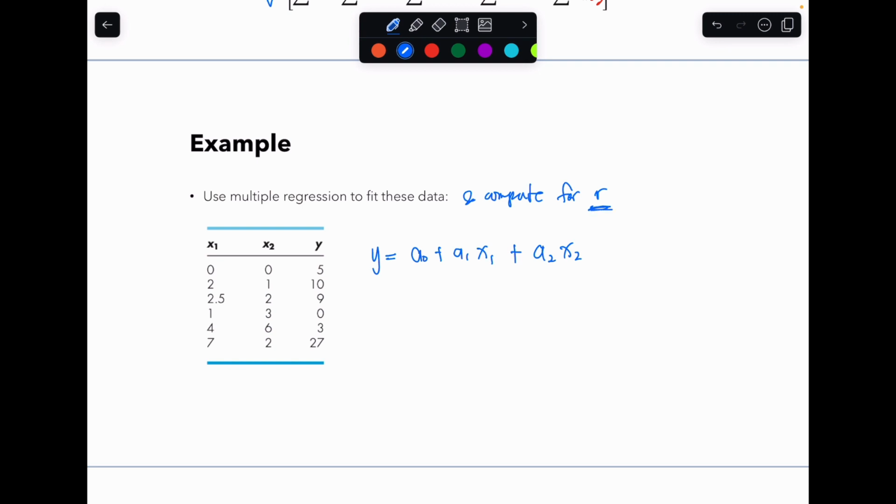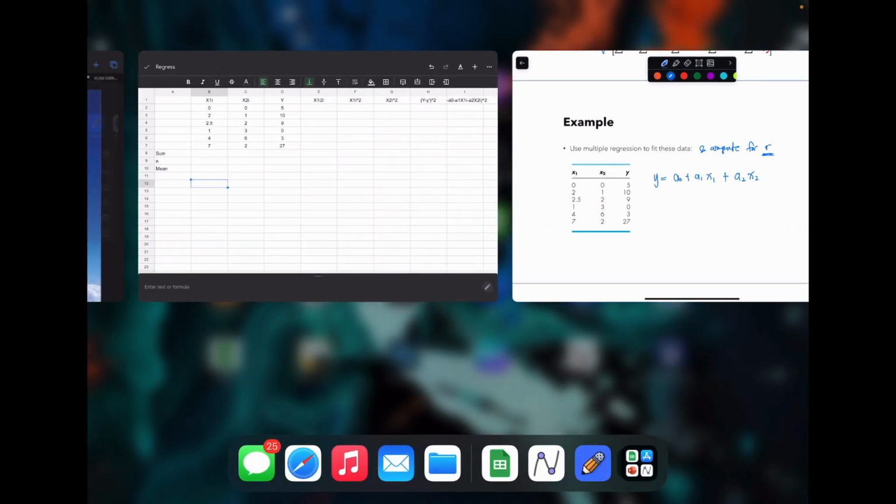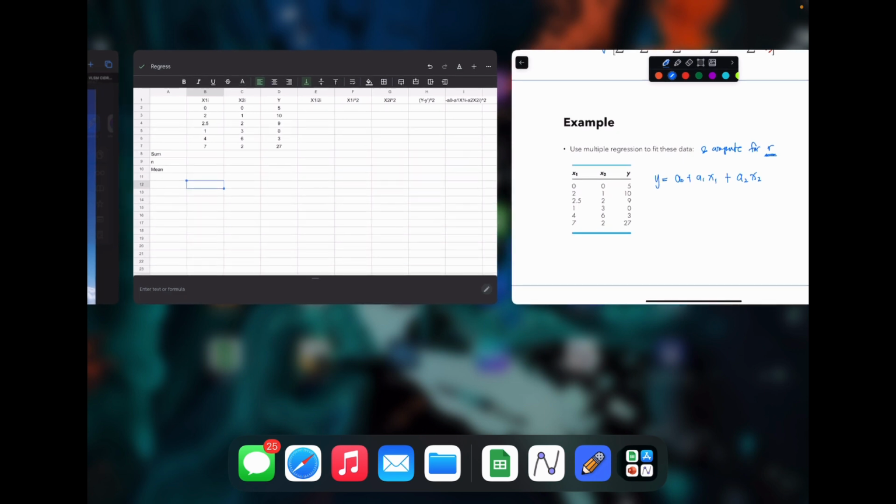To make our computation easier, I'll be using a spreadsheet. I already encoded the given data, so let me check. 0 to 2, 5, 1, 4, 7, 0, 1, 2, 3, 6, 2, 5, 10, 9, 0, 3, 27.